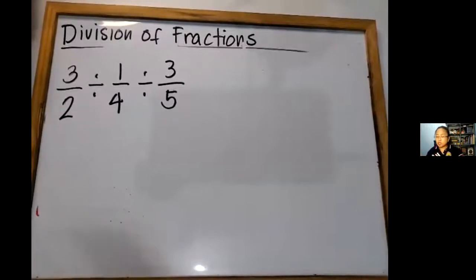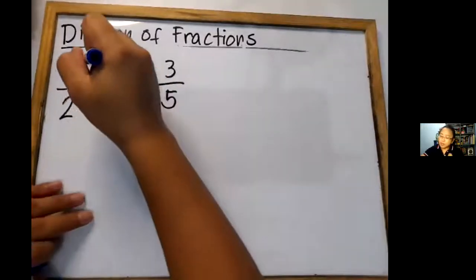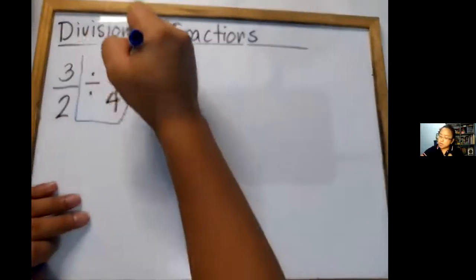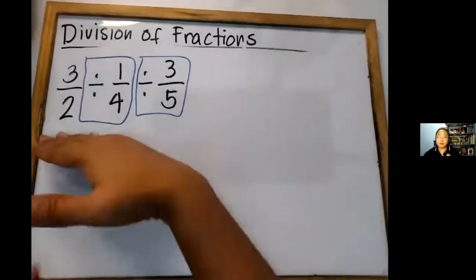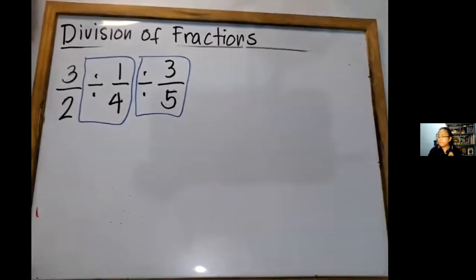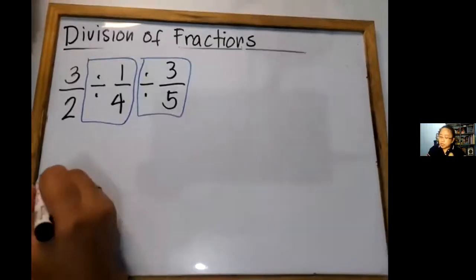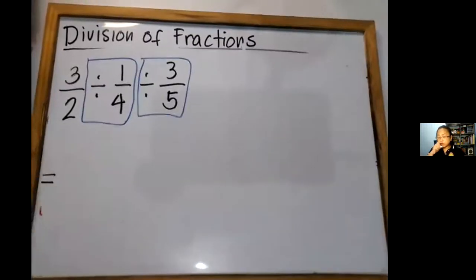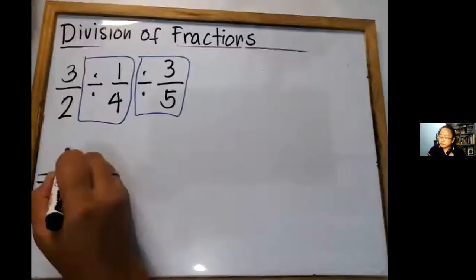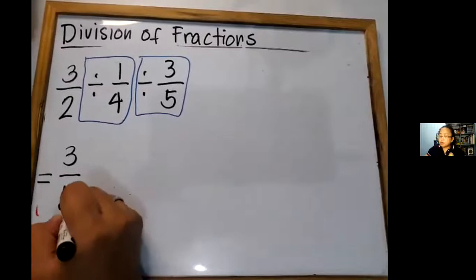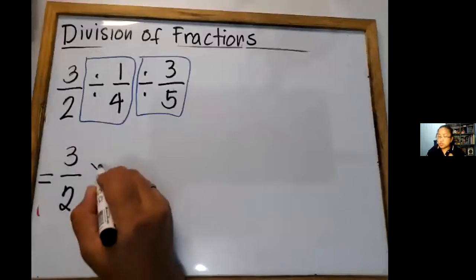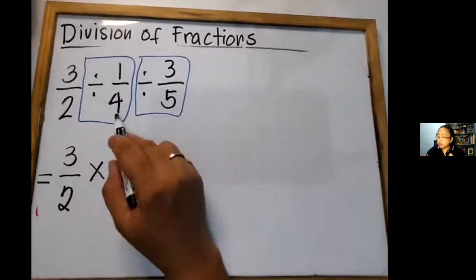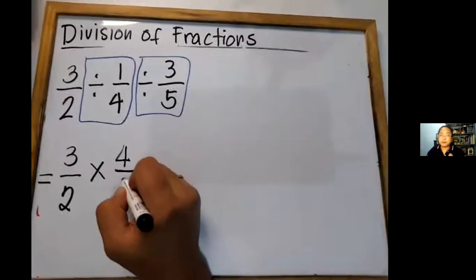Okay? So, para hindi tayo malito, i-box natin yung dapat nating baguhin bago tayo mag-compute. Doon tayo sa baba. Susulat para mas madali ninyong makita. Lagyan lang natin ng equal sign. Then 3 halves. Division symbol na kasama ni 1/4 will become multiplication. And then 1/4 will become 4 over 1.